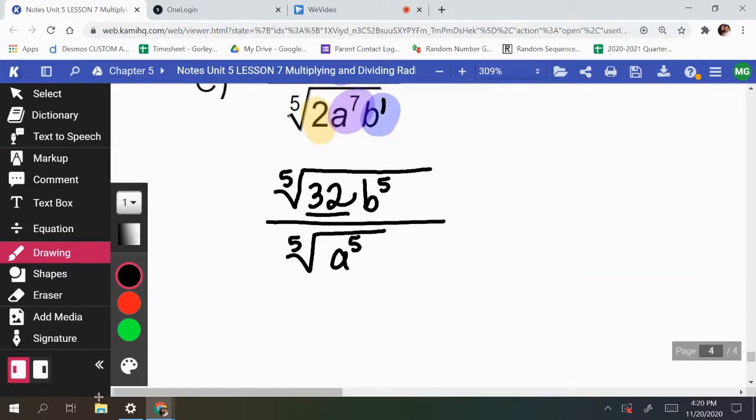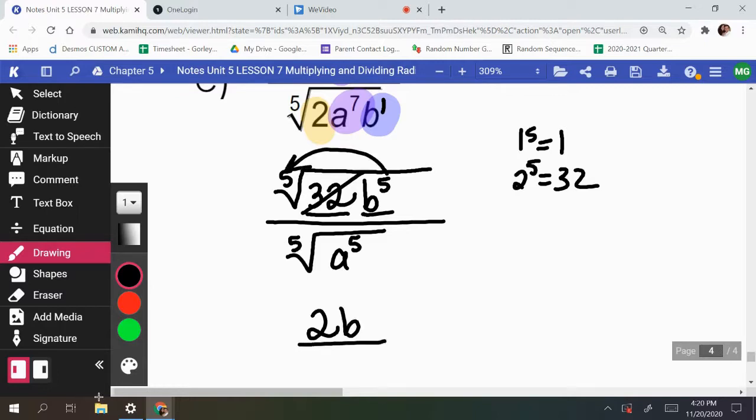32 is a perfect fifth. What's 32 a perfect fifth of? Well, 1 to the 5th is 1, 2 to the 5th is 32. There we go. So I'm going to say that that's 2. What's b to the 5th a perfect fifth of? 5 divided by 5, we get b to the 1st. What's a to the 5th a perfect fifth of? 5 divided by 5, we get a to the 1st, right? The fifth root undoes the fifth power. So we get 2b over a.